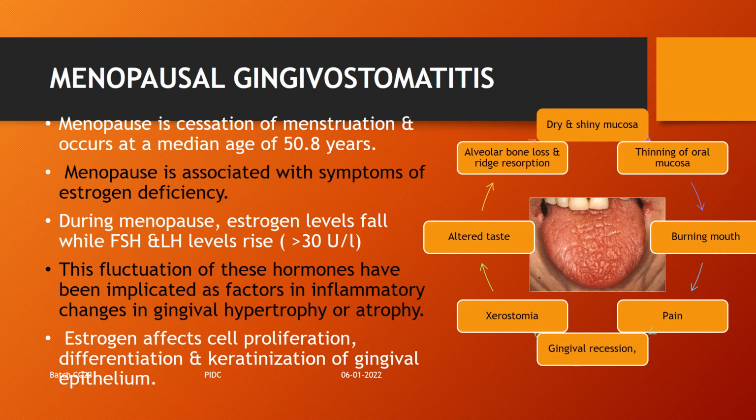Estrogen affects cell proliferation, differentiation, and keratinization of gingival epithelium. These are some of the clinical features you can see: dry and shiny mucosa, thinning of oral mucosa, burning mouth, sometimes associated with pain, gingival recession, and dryness, that is decreased salivary production, xerostomia or altered taste, and also alveolar bone loss and resorption.